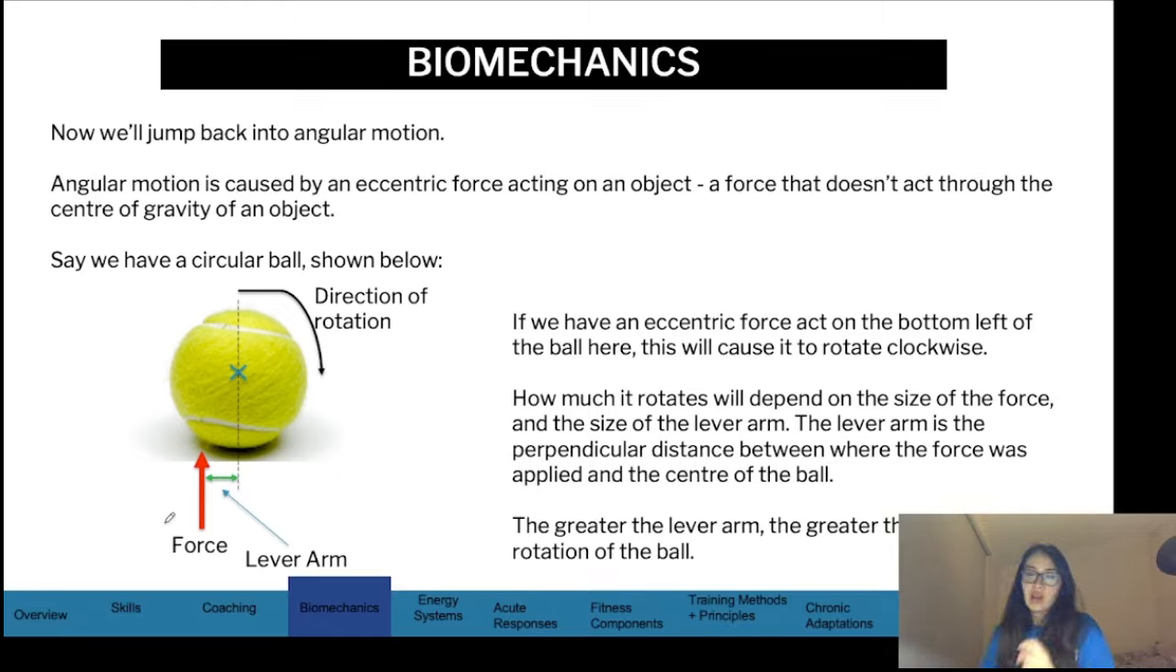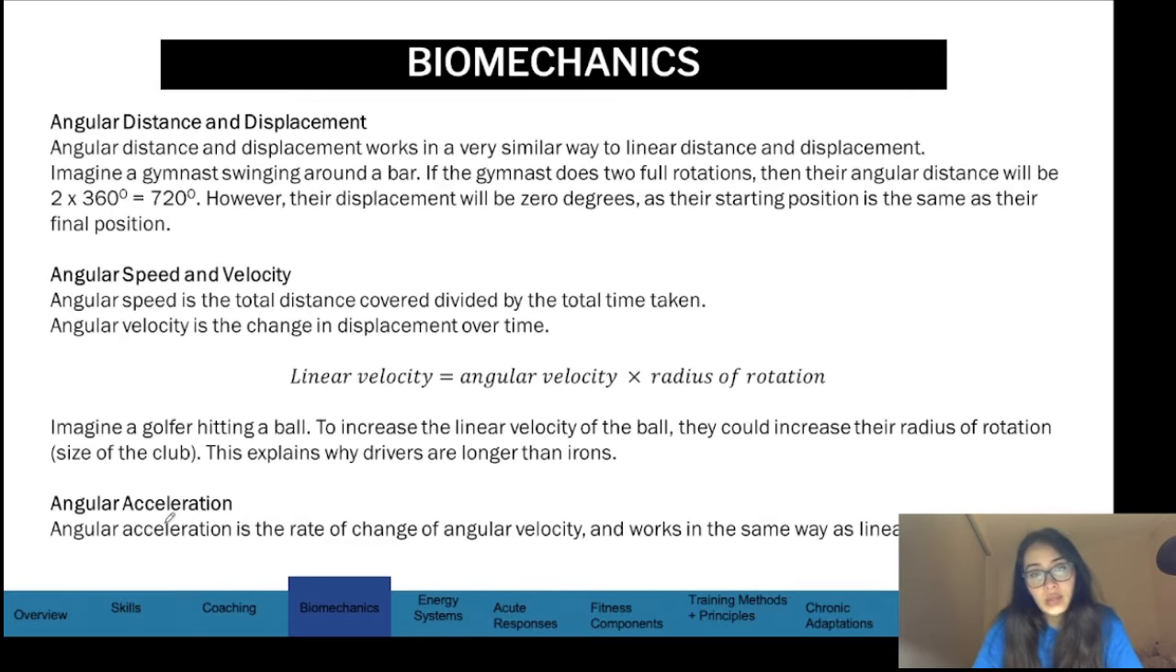So the greater the lever arm, the greater the torque or rotation. If we hit it here, it's going to spin. If we hit it here, it's going to spin a bit more. And if we hit it at the very edge, with a greater lever arm here, it's going to be a much more violent rotation. Okay? The greater the torque. So hopefully that makes sense. I know it's a bit difficult, but put any questions in the chat if you do have any.